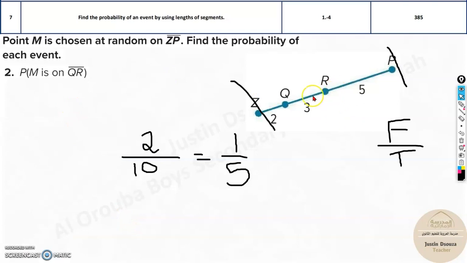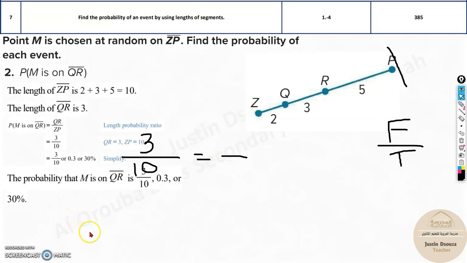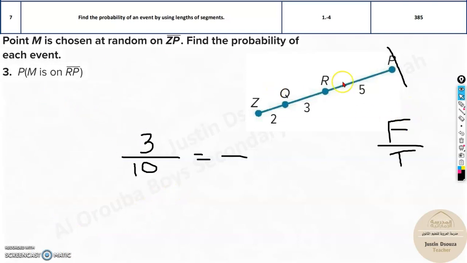Similarly, you can change this for QR. Only thing is, it's QR. What's the distance? 3. And it will be 3 by 10. That's 0.3. That's 30%. 3 by 10 or 30% would be the answer. So that's it. Similarly, you can try for RP. Only thing is it'll be 50%. Why? Because RP is 5 divided by the total. So it's 1 by 2 over here. That's the answer. Now, what about something else?